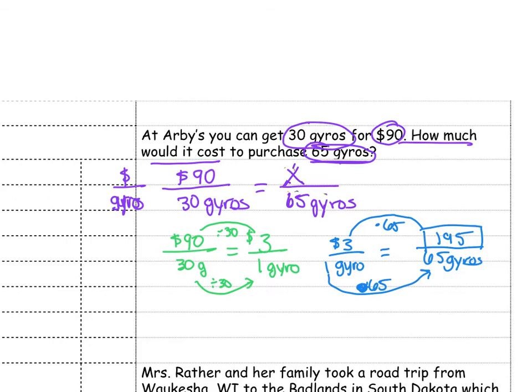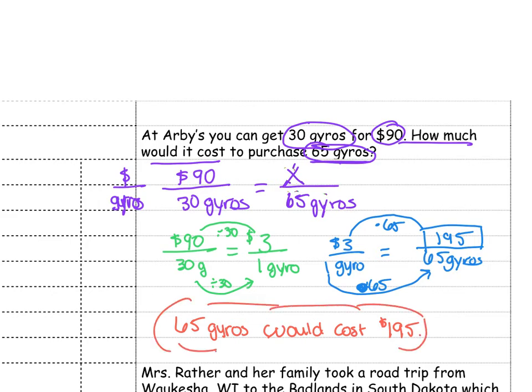So that means my answer would be 65 euros would cost $195. That would be my answer. So again, you certainly could have cross-multiplied to have 30x equals 90 times 65, but that was such a large number. I decided to do it this way since 30 went into 90 so nicely.